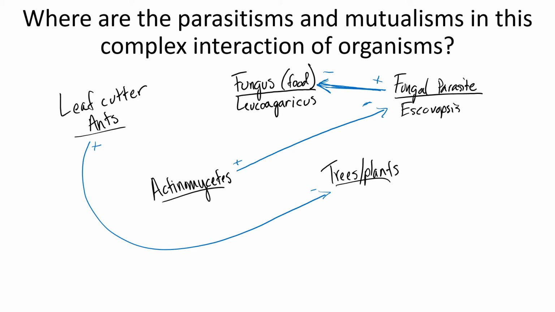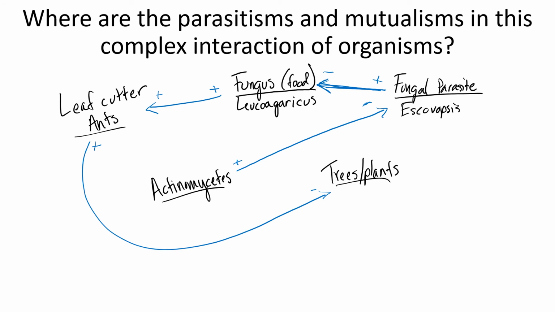We can also look at this relationship here, where we would have a mutualism between the leafcutter ants and the fungus. Because even though the ants are eating the fungus, that fungus is producing specific structures that those ants can eat, and they're not eating the vegetative part of the fungus. They're just eating these structures that are produced by the fungus that aren't part of this sort of growing body.